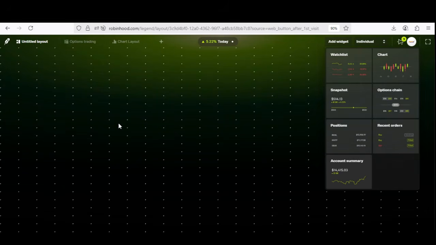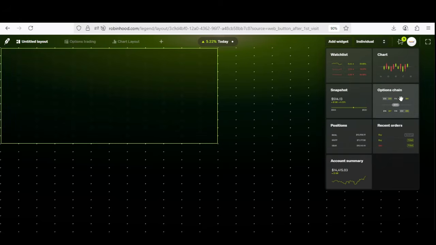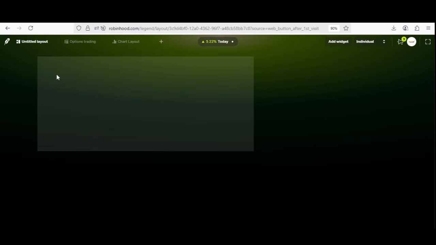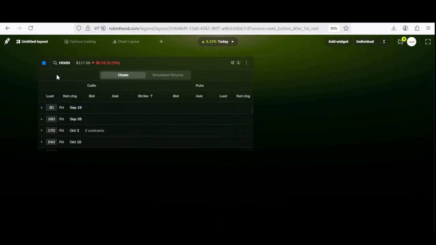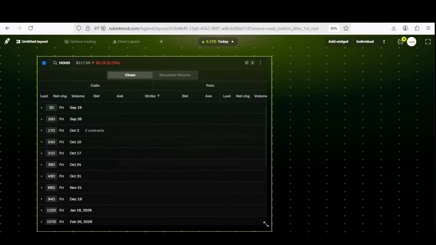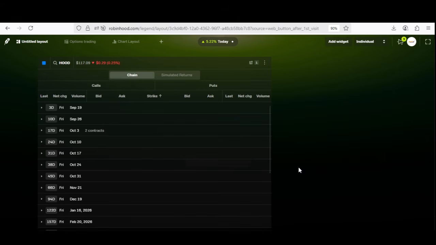What you want to do now is start creating your charts right here. So I'm going to go to the right here. I'm going to use the options chain and I'm going to drag it right here. Now, you may have to adjust it just a bit. So I'm just going to pull this out just a bit. You could make it as tall or as wide as you want. I'm going to leave it just this size because I'm going to need to use this area right here.